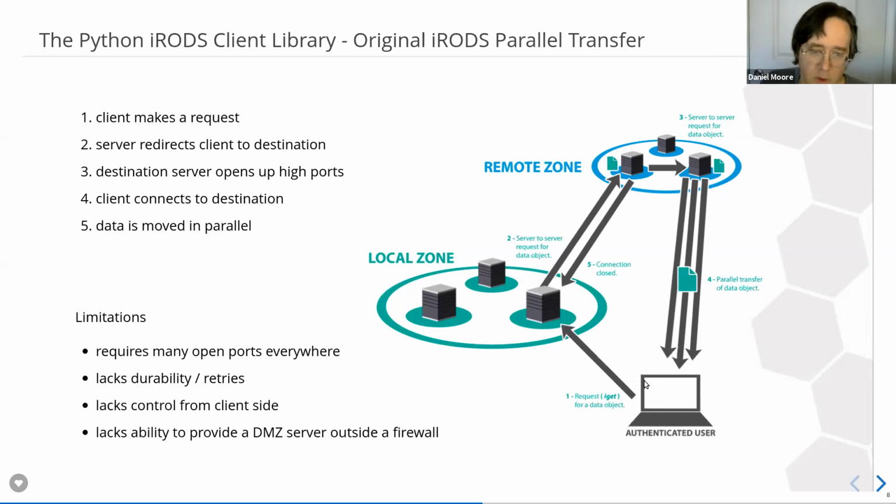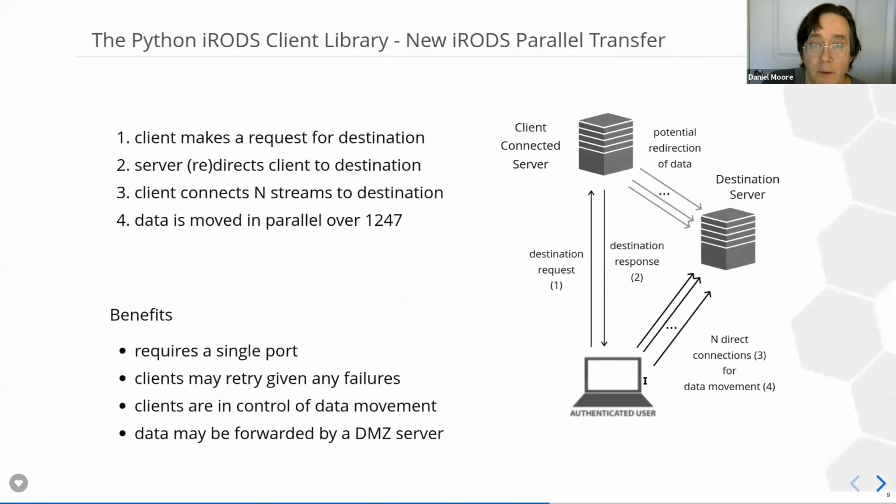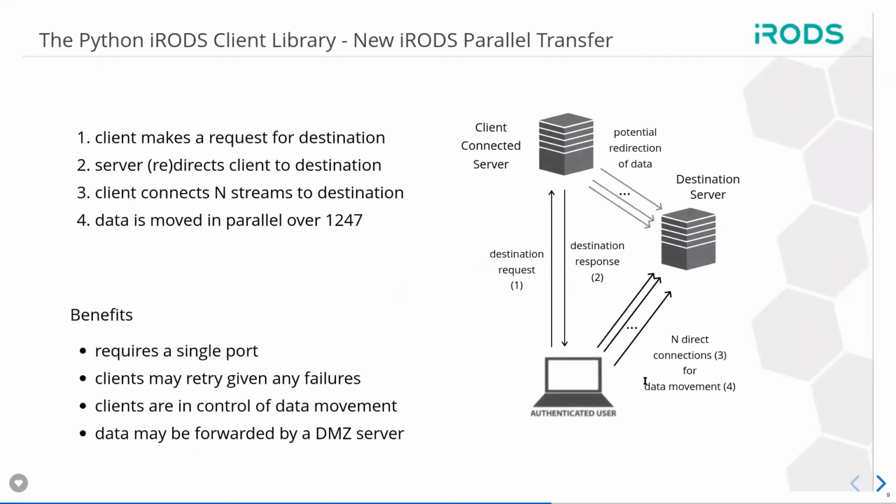So typically you have to use a dash capital I option to force that if you're going to an iRODS system that is mostly behind a firewall. Yes, and the capital I was only single threaded, so you lost all the benefit of the speed, but you might be able to get past the firewall. Right.